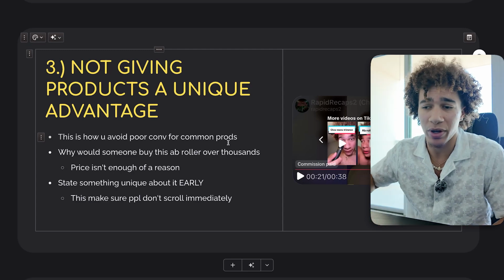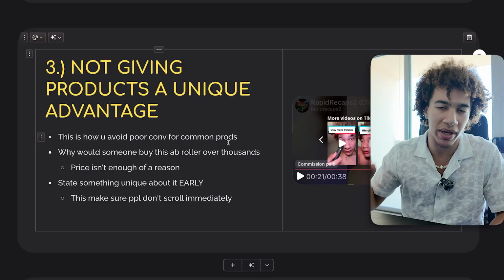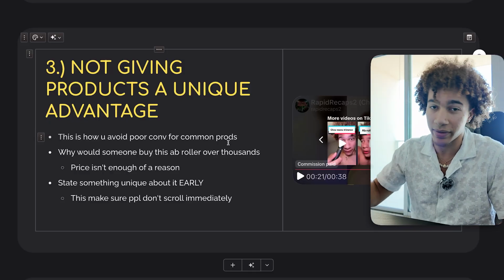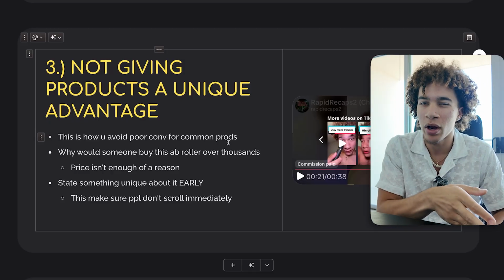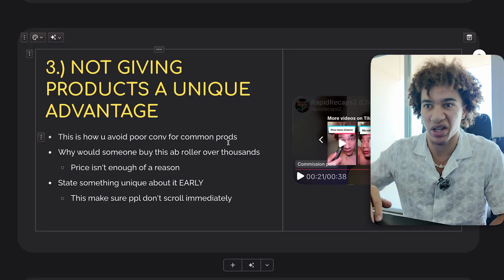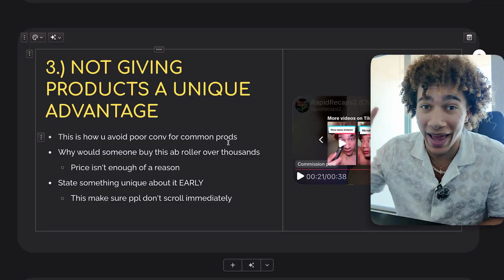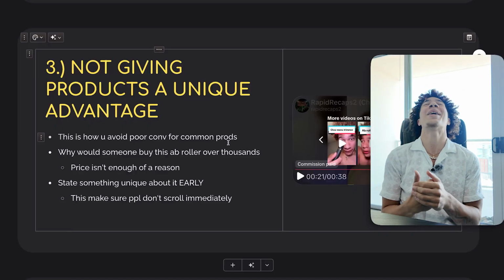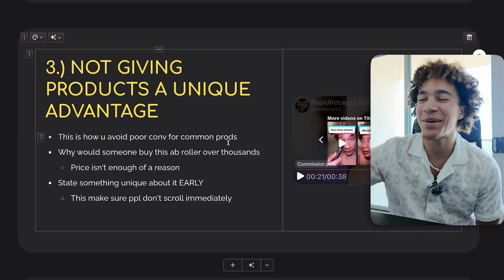And you need to state something unique about it early so people aren't just like, oh yeah, this is a basic product. They're like, oh yeah, this is basic, I know what this is, and they just scroll immediately, right? You need to state this relatively early so people can get that out of their heads, like this is just like every other product. So this one's super, super important that nobody talks about this, bro. I'm telling you, I'm trying to put y'all in game, bro. So this is super, super important.